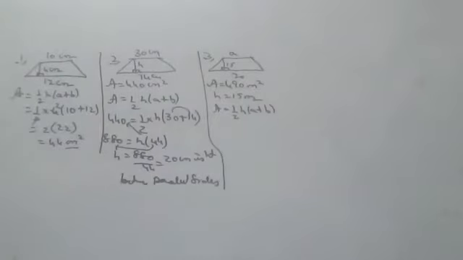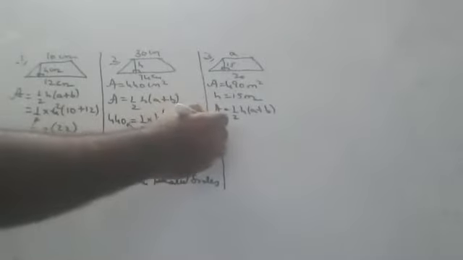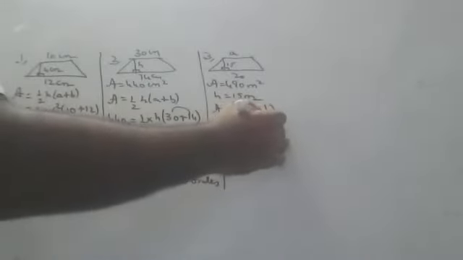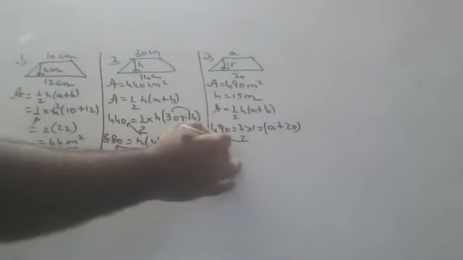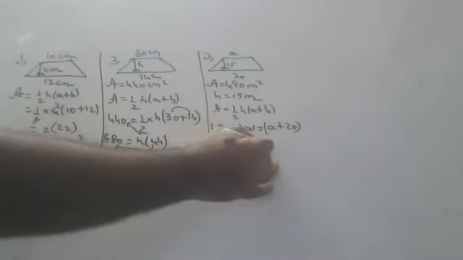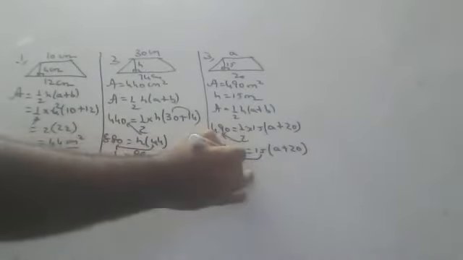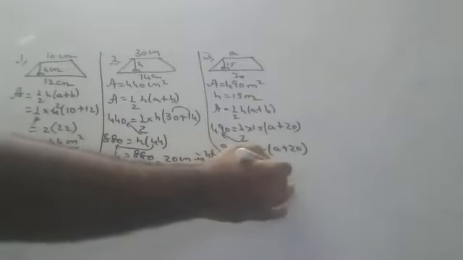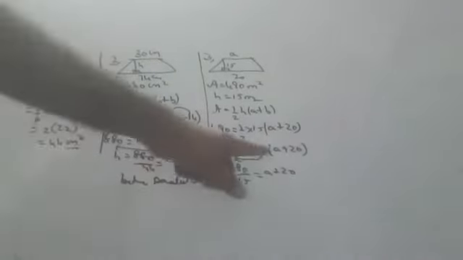Sir, can I? Yeah, tell. I'll substitute. 490 is equal to 1 by 2 into 15 into (A plus 20). 2 will go to the other side, sir. 980 is 15 into (A plus 20). 15 will come down. 980 by 15 is equal to A plus 20, because here it is into, so here it comes as division.